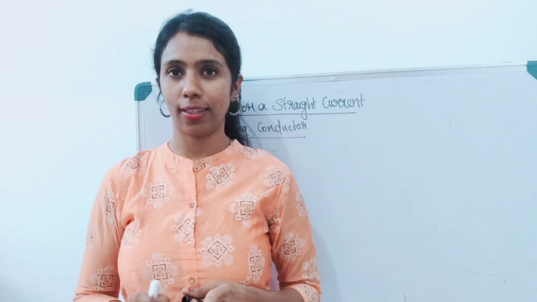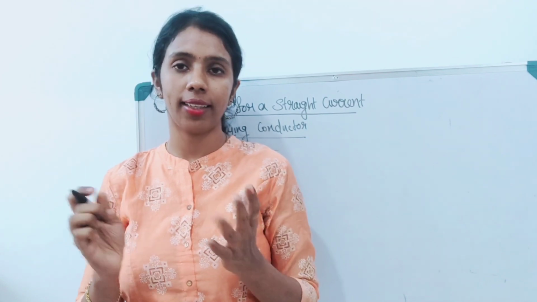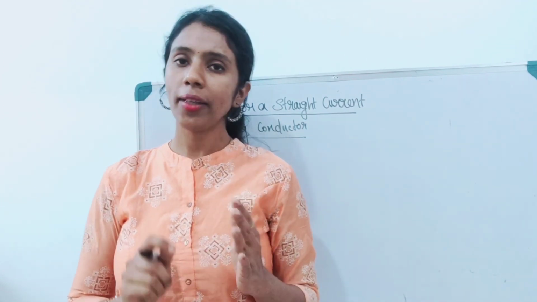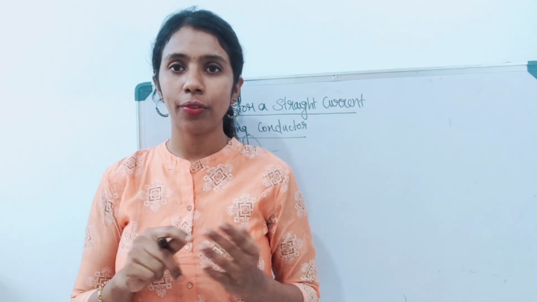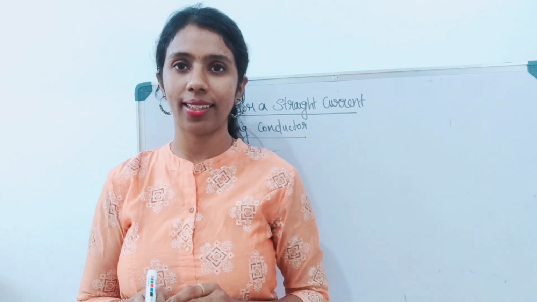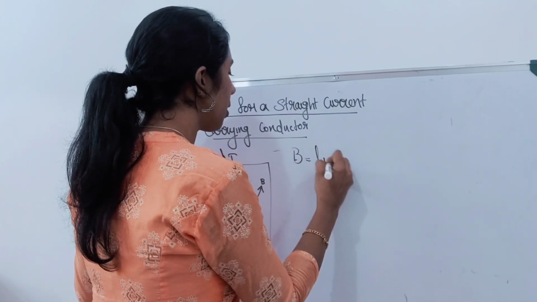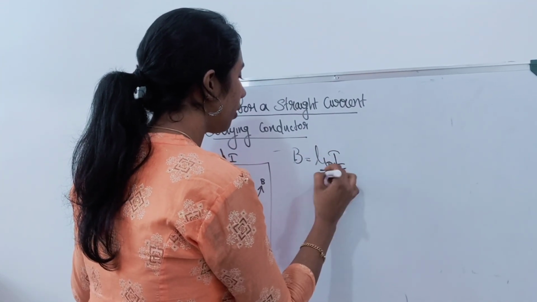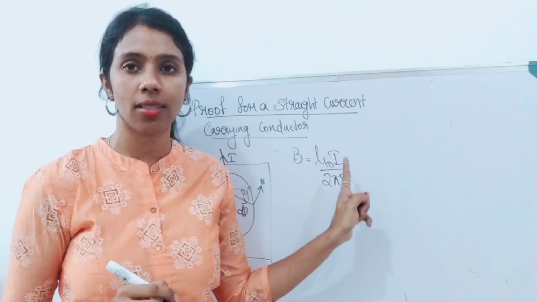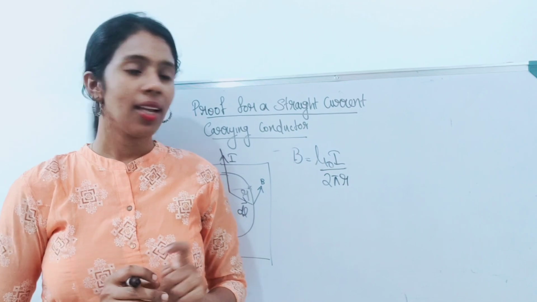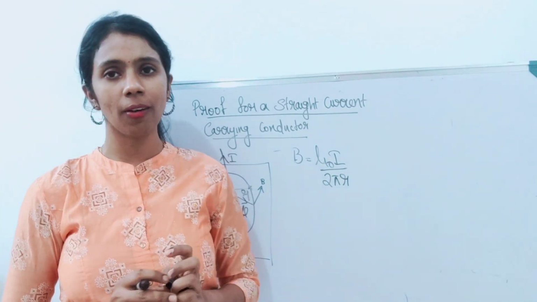Proof for Ampere's circuital law. Here we will prove Ampere's circuital law for a straight current carrying conductor. According to Biot-Savart's law, the magnetic field at a point P at distance r from a straight current carrying conductor is B equal to mu0 I divided by 2 pi r, where r is the distance between point P and the conductor. This was the first application of Biot-Savart's law, which is given in the description box.